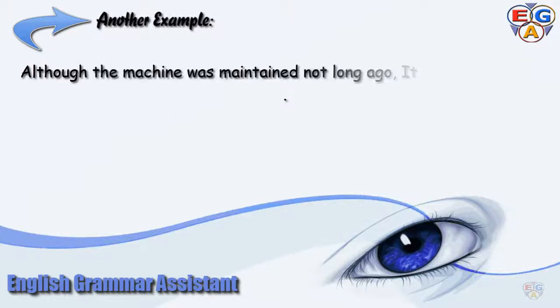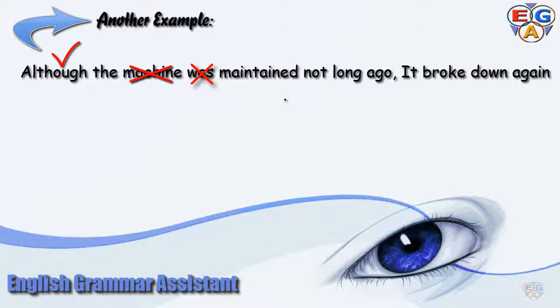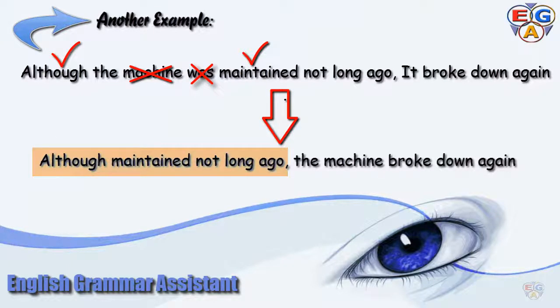Another example. Although the machine was maintained not long ago, it broke down again. In order to reduce the adverb clause in this sentence, we keep the connector although, eliminate the subject, the machine, and the helping verb, was, and keep the verb in its past participle form. So, the new sentence becomes like this: although maintained not long ago, the machine broke down again.